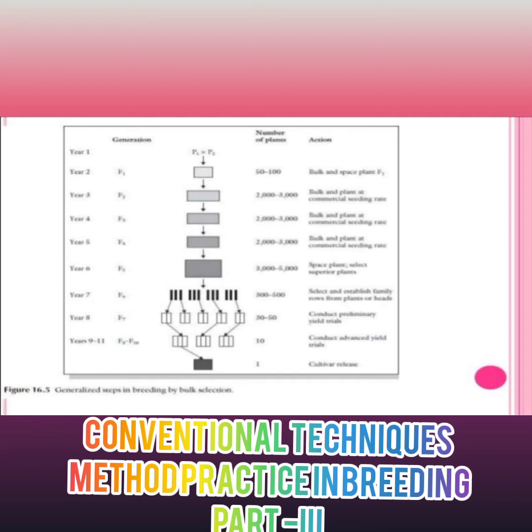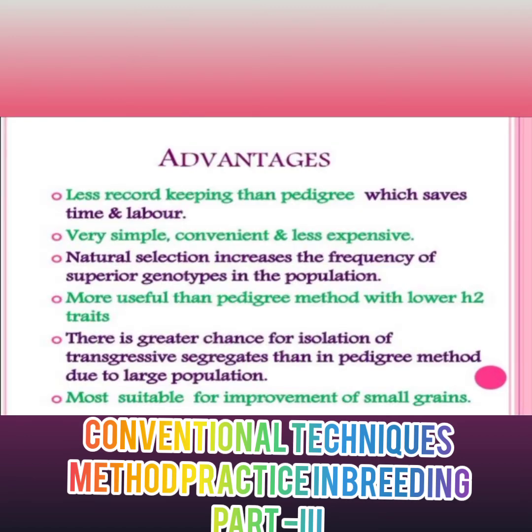Then 2000 to 3000 plants in year number 4. In the same way in years 5, 6, 7 and 8. In year number 7 we have to cultivate the cultivar separately, and up to 9 to 11 years we have to grow it in the mixed condition. At the 9 to 11 year, at the 11th year we have to release it as a commercial variety. In this figure, or flow chart, it is clear what the bulk method is.